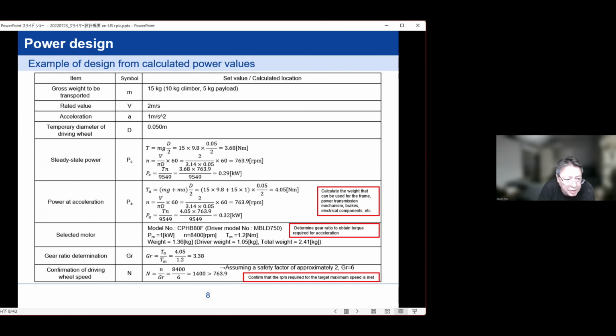I set the symbol PC. Then the acceleration power is calculated in a similar way, parameter PA. So the necessary power can be obtained through calculation.